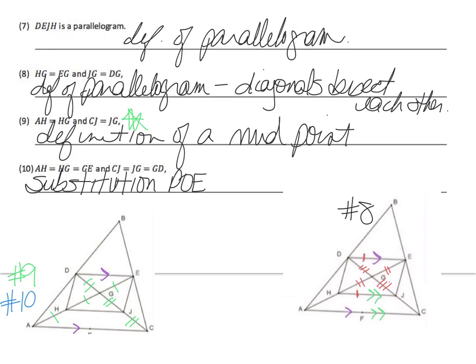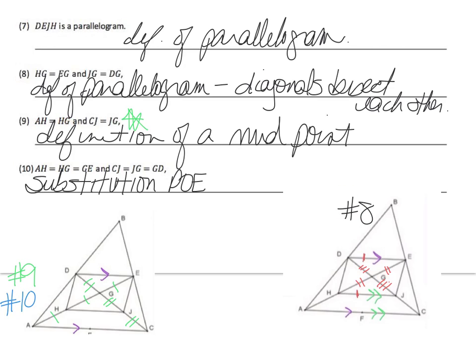These right here are our diagonals. HG is equal to EG and JG is equal to DG. These are diagonals that bisect each other in a parallelogram. So when you have diagonals of a parallelogram, they bisect each other. So this piece is congruent to that piece, this piece is equal to that piece. Definition of parallelogram, diagonals bisect each other. Okay, that was for number 8. Let's go over to number 9.